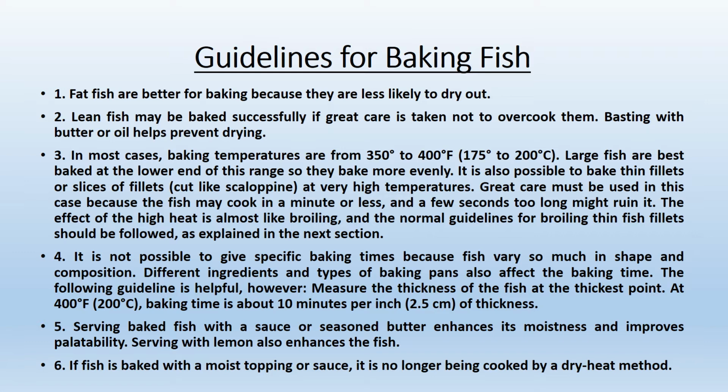Large fish are best baked at the lower end of the range so they can bake more evenly. So if you're going to be doing a big fish, an example of a big fish can be a grouper. There are different sizes and there are some enormous types of grouper as well. So if you're going to be doing a big grouper, you don't want to have it at 350 degrees or at 400, right? You want to bring down the temperature. And the reason why you want to bring down the temperature is because you want the fish to cook evenly.